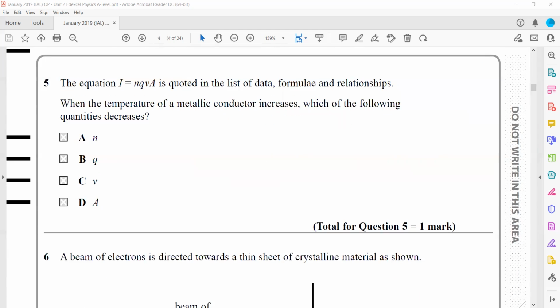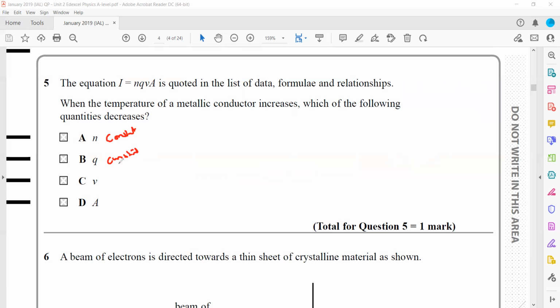The equation I equals nqvA is a transport equation. When the temperature of a metallic conductor increases, which quantity decreases? For metals, this n will remain constant. It only changes for semiconductors. For q, whether conductor, semiconductor or insulator, q is the charge of one electron and remains constant.